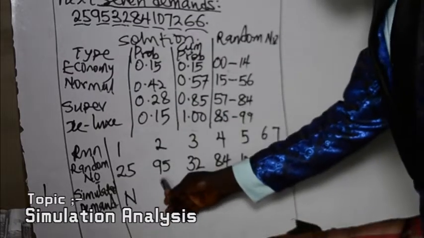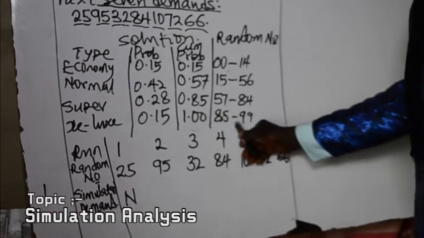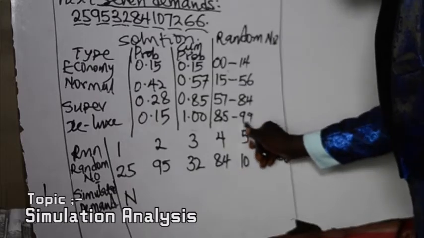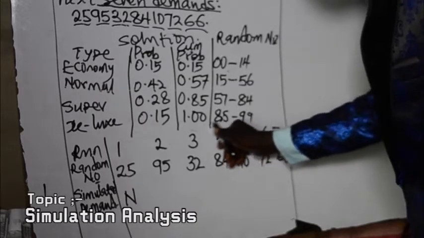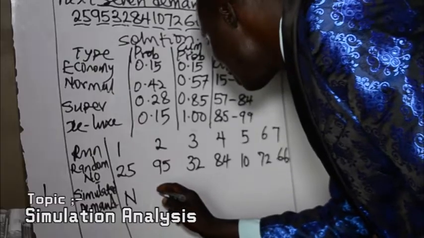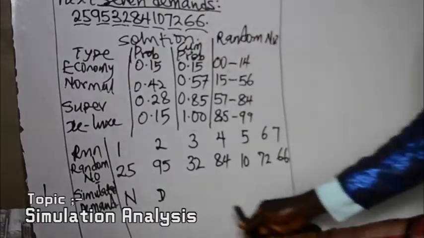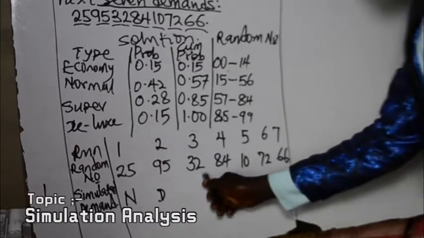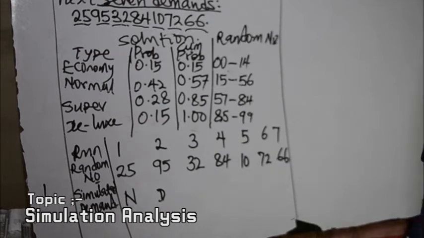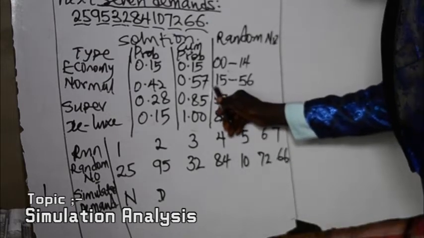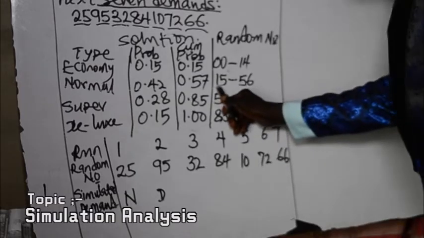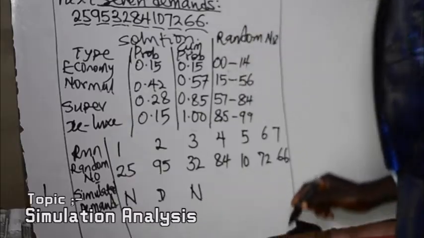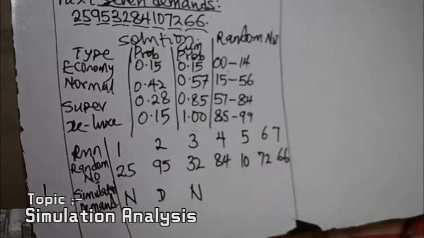Then the second random number is 95. 95 is feasible between 85 and 99, so you are going to have deluxe as the simulated demand. Then the next random number is 32. 32 lies between 15 and 56, and that is also normal demand.